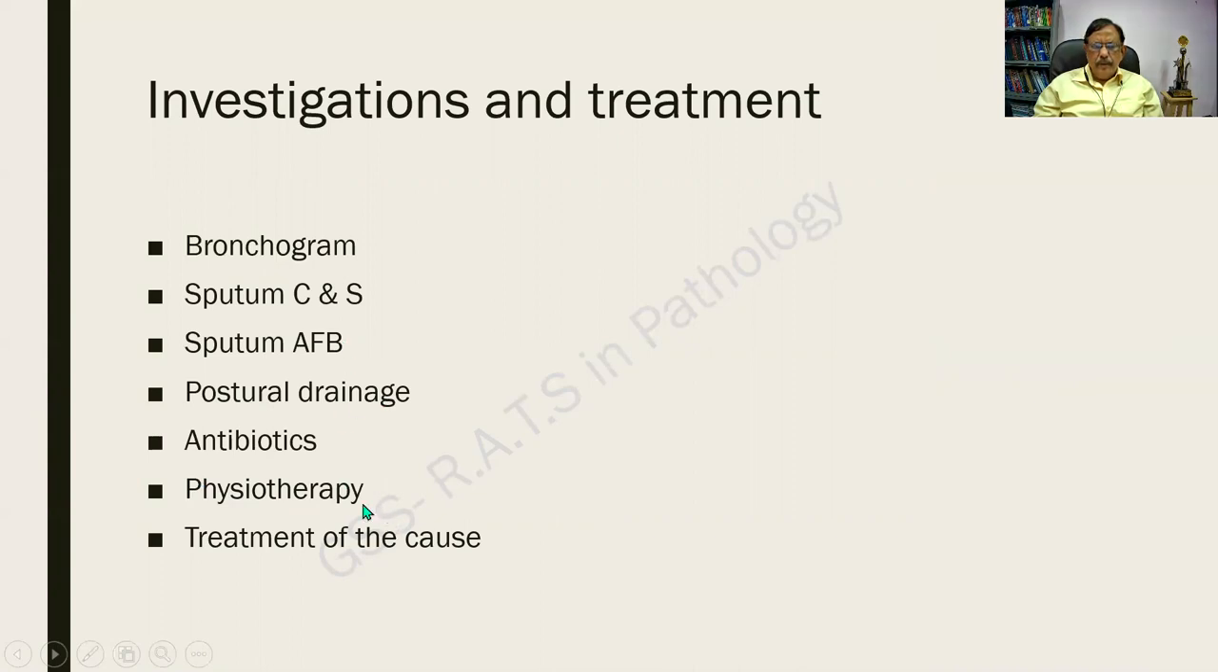These are all important. All said and done, you have to treat the cause. If the obstruction is due to a tumor, the tumor has to be treated. If it is due to tuberculosis, the tuberculosis has to be treated. I have said all that. I have missed something. Let us see what it is.